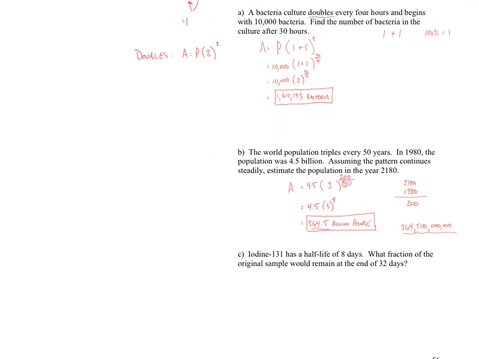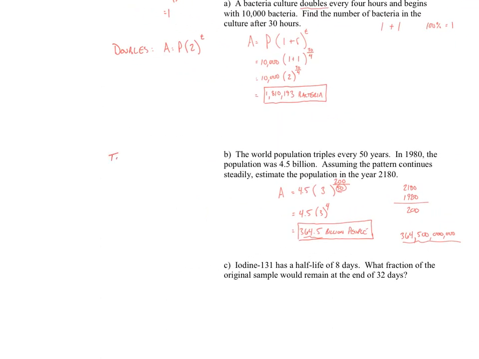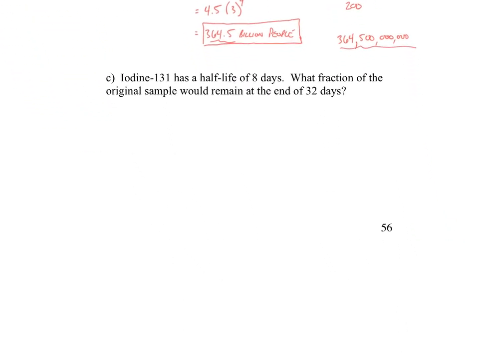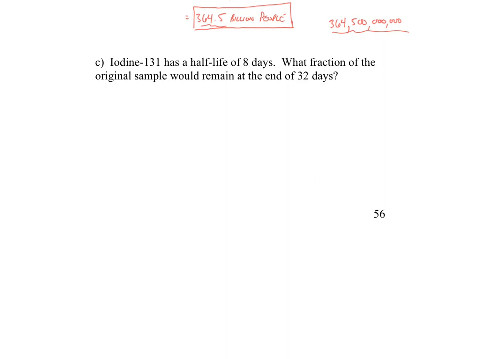So what we learned in that problem is that if you have the word triples, your formula now is A equals P times 3 to whatever your time is. All right, so you guys are getting the picture here. What happens if we've got iodine, which has a half-life of 8 days? Okay, so iodine 131 is some substance that we don't need to know really anything about. But it's going to ask us what fraction of the original sample would remain at the end of 32 days.